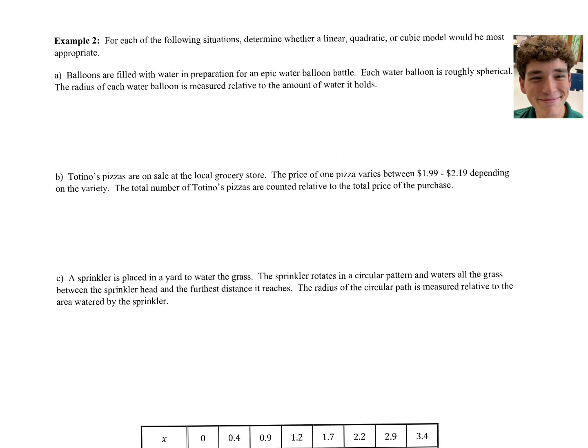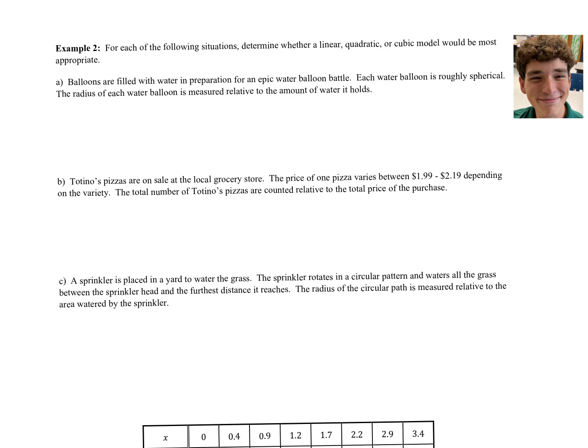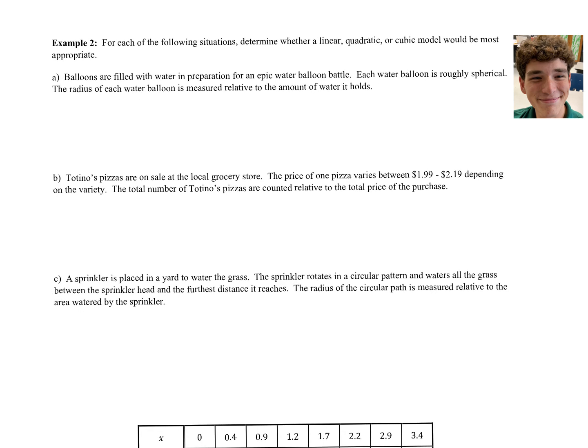Pick a reader, Noah. Jackson. Example 2. For each of the following situations, determine whether a linear, quadratic, or cubic model would be most appropriate. A. Balloons are filled with water in preparation for an epic water balloon battle. Each water balloon is roughly spherical. The radius of each water balloon is measured relative to the amount of water it holds. So, is this a linear, quadratic, or cubic? Cubic. Why is it cubic? Because it's volume. It is cubic because it's a representation of volume.